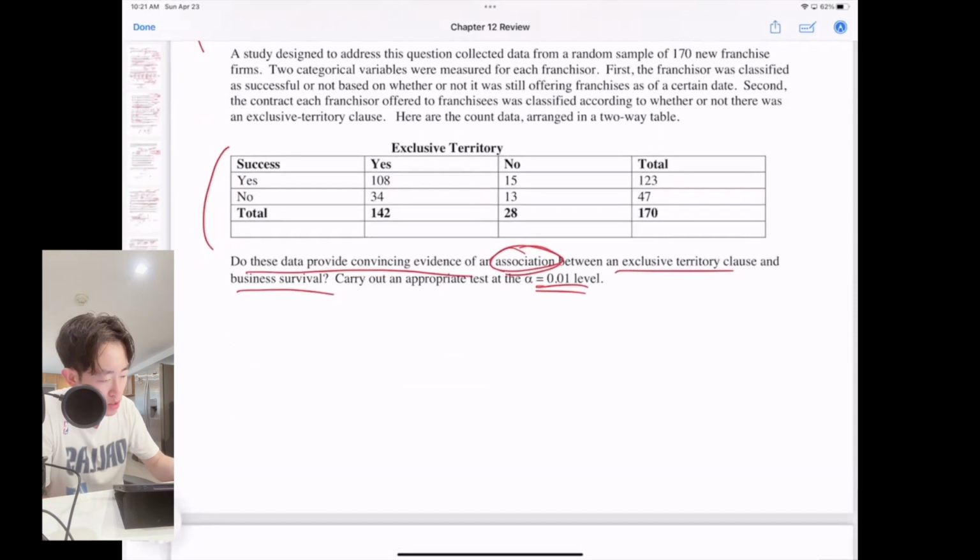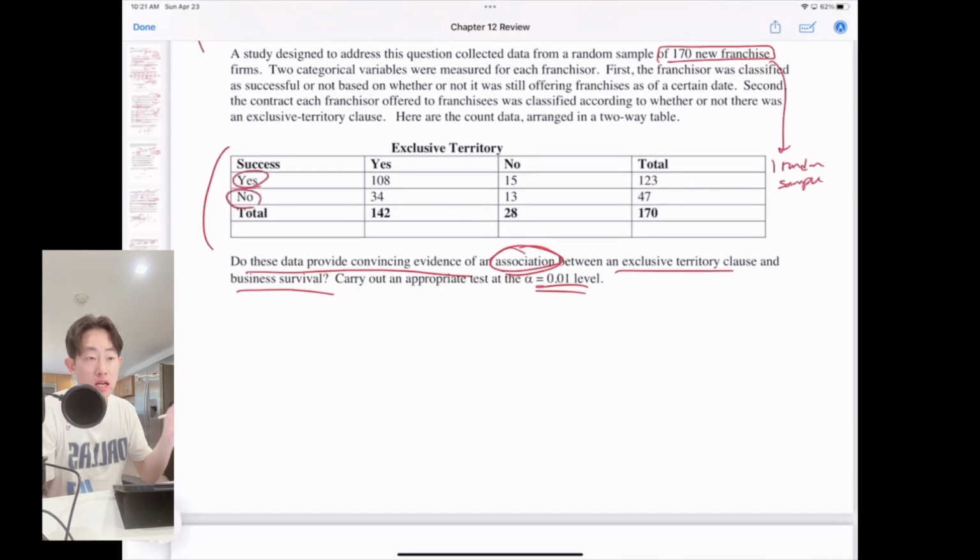How do you know when to use it? Well, remember, this is based on 170 new franchise firms. This is just one random sample, and they said yes or no for success. That's a category based on only one random sample. Each of those successes, yes and no, those are not two independent random samples.